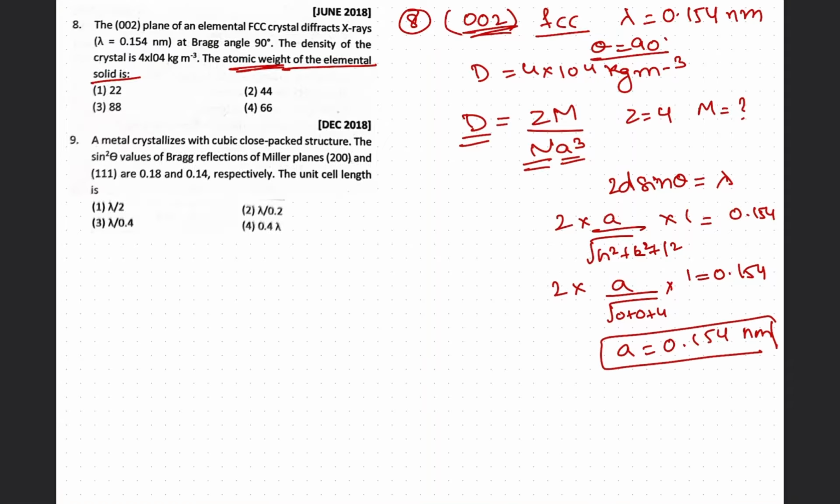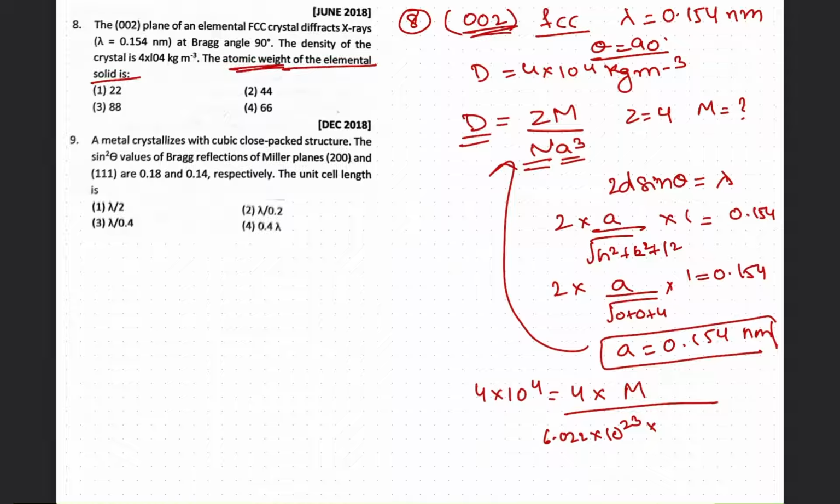Then you have to put this value over here. Density is 4 into 10 raised to power 4, Z is 4, this we have to evaluate. N is Avogadro's number. A is this much nanometer, you have to convert it into meter because density is kilogram per meter cube, into 3 whole, right? Now when you evaluate this, the mass you will get is 22, right?